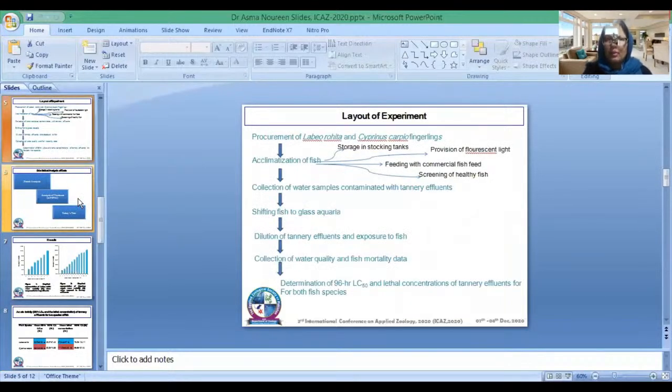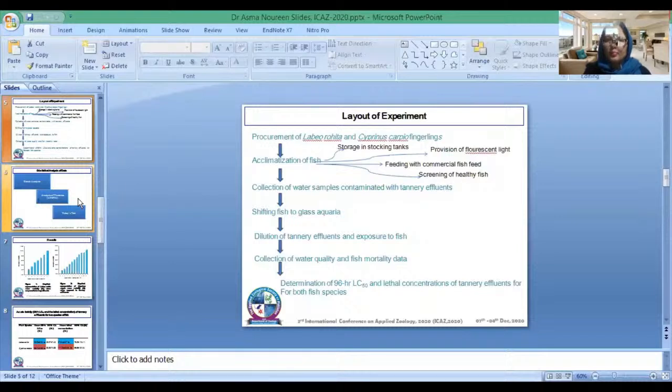Next is the layout of this experiment. In the first step, Labeo rohita and Cyprinus carpio fingerlings were obtained and acclimatized to laboratory conditions. They were provided with fluorescent light and fed with commercial feed. Then healthy fish fingerlings were screened out to start the experiment. Then water samples contaminated with tannery effluents were collected, and both fish species were shifted to glass aquaria. Then the collected tannery effluents were diluted and the fish were exposed to them.